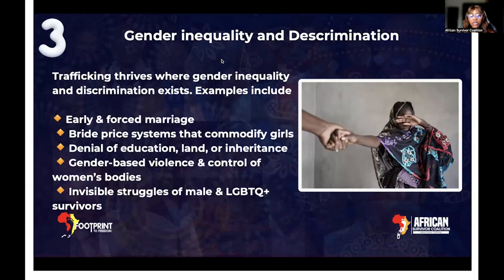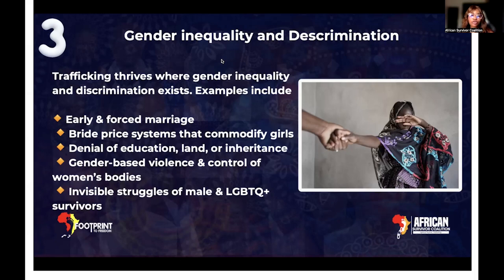But gender inequality doesn't only affect women and girls. It also affects boys. It also affects LGBTQ youth. They also face a high level of risk, and many of them face rejection from their families and communities, like we know. And this leads them to migrate. And sometimes these migrations are usually unsafe and make them vulnerable to trafficking.